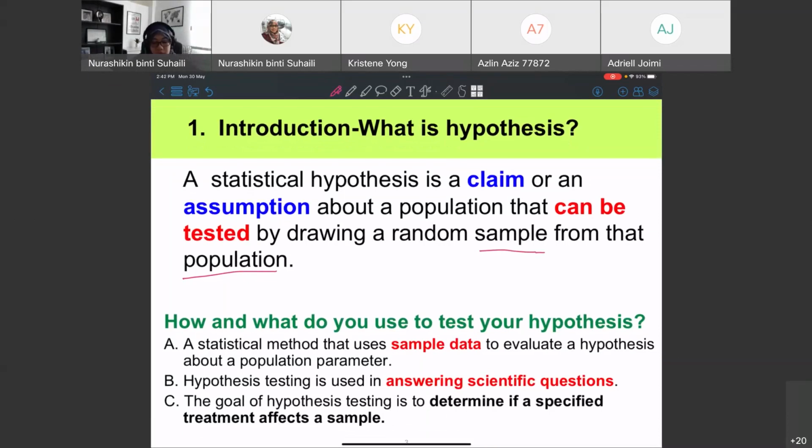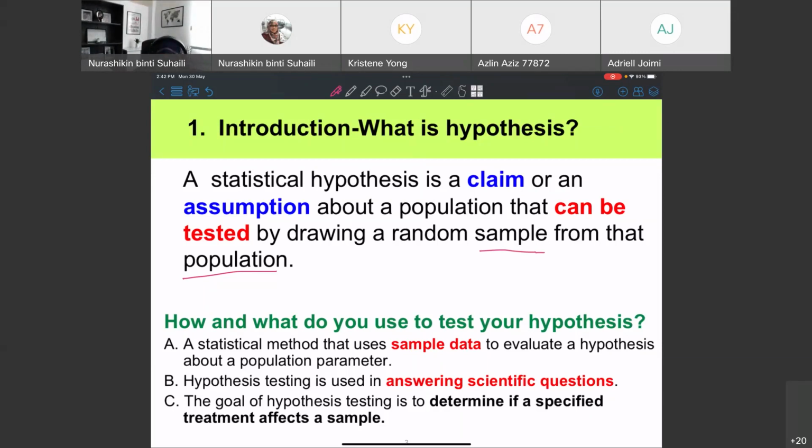Yeah? Because remember, when we set the hypothesis, normally we would have two hypotheses. So when we say we want to test our hypothesis, we want to actually make a conclusion at the end. Which hypothesis between the two will be accepted or concluded? Okay. So how and what do you use to test your hypothesis? So it's back to the sample data. So we have to refer to the sample in order to evaluate our hypothesis that we will use to conclude the population.